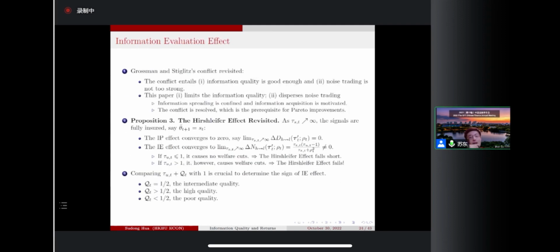Then we're back here. If the tau u is smaller than 1, it causes no welfare cuts. These two statements, my statement and the Hirshleifer effect, are irrelevant. The Hirshleifer effect cannot tell anything happening here. But if the tau u is greater than 1, then I still have welfare cuts. Actually, the Hirshleifer effect said the opposite thing about my statement.